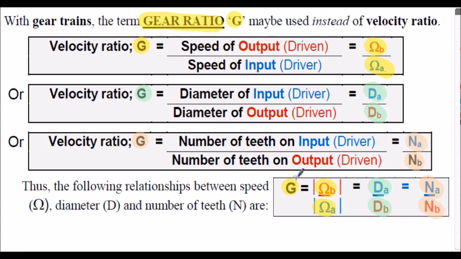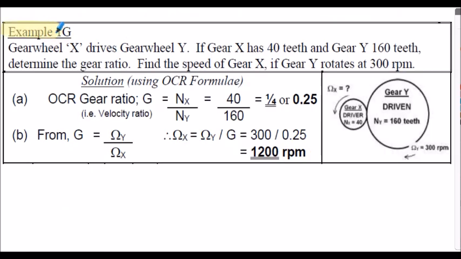We can find the gear ratio using the ratio of diameters, or we can find the gear ratio using the ratio of number of teeth. So depending on the information given in the question, we have various ways of finding the gear ratio. But again, notice the gear ratio being calculated here is that specified by the awarding body's formulae sheet. Here's an example, example 1G.